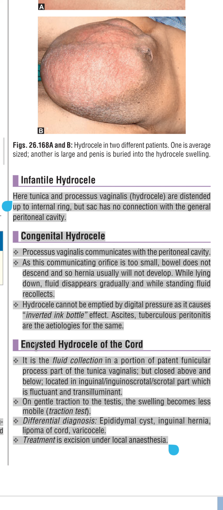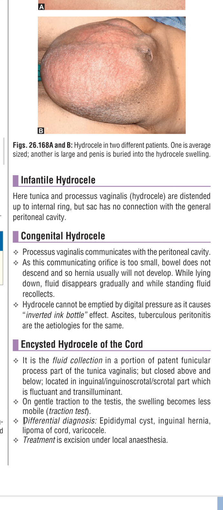Encysted hydrocele of the cord. It is the fluid collection in a portion of patent funicular process part of the tunica vaginalis, but closed above and below, located in inguinal, inguinoscrotal, scrotal part which is fluctuant and transilluminant. On gentle traction to the testis, the swelling becomes less mobile. Traction test. Fig. 26. Differential diagnosis: epididymal cyst, inguinal hernia, lipoma of cord, varicocele. Treatment is excision under local anesthesia.